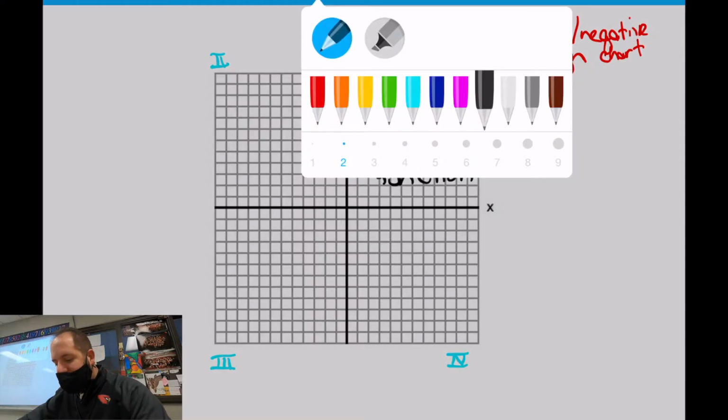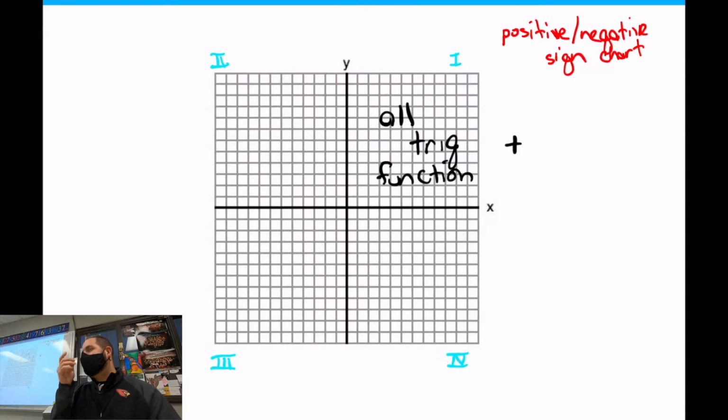now only specific trig functions are going to be positive. The ones that are going to be positive are sine and cosecant. These are the only two that will end up being positive on a calculator. So that's if you're in any angle from 90.1 degrees up to 179.9 repeating degrees. Every other trig function will be negative there.